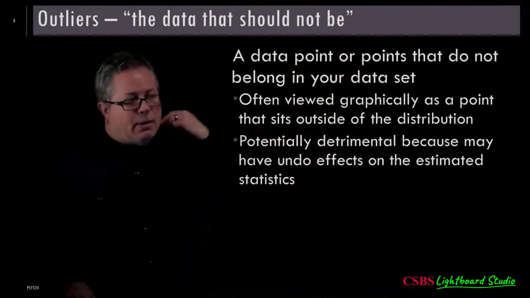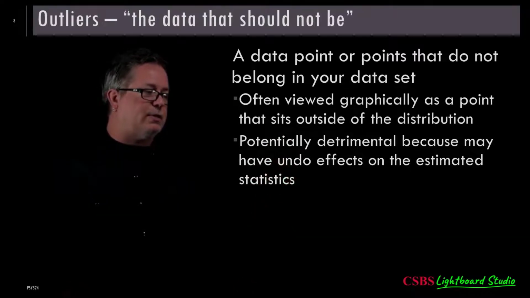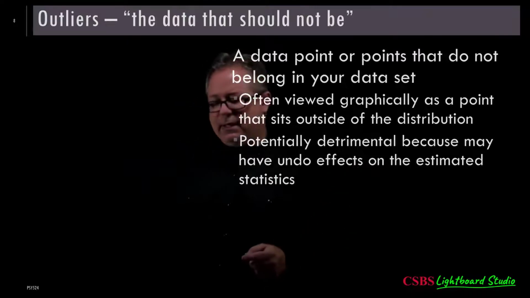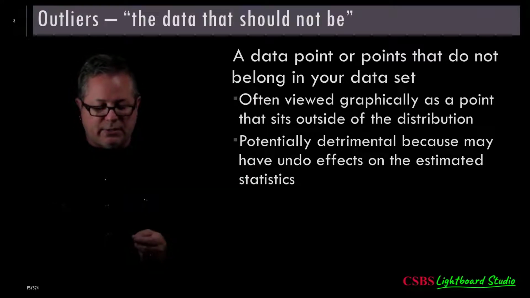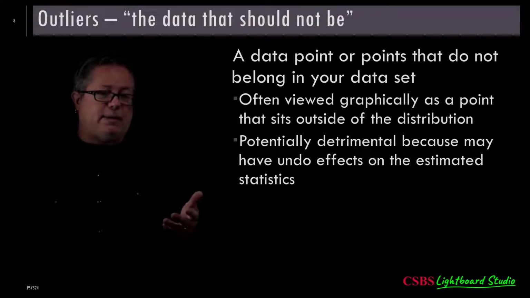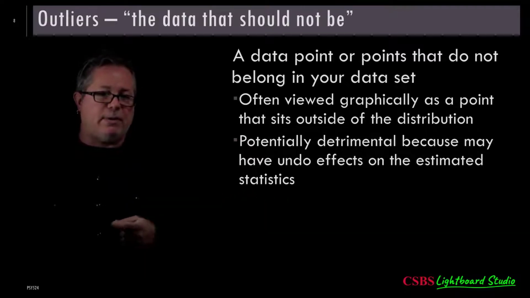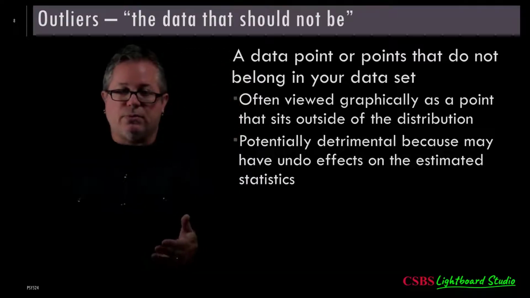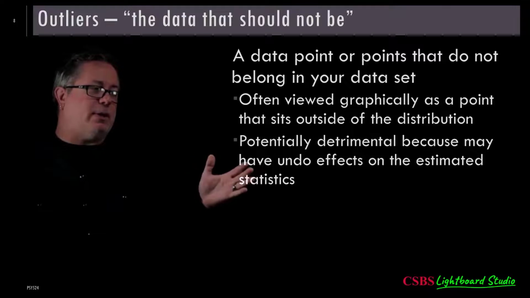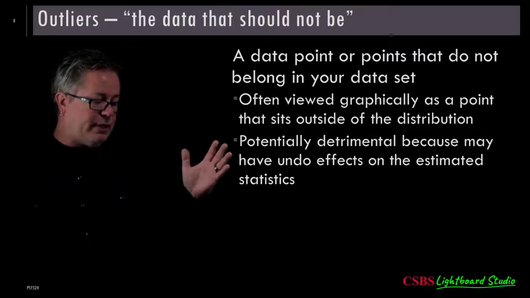Okay. Often viewed graphically as a point that sits outside of the distribution, but potentially detrimental because we're not really sure what kind of effect it's having on our estimates. It can affect the mean by pulling it one way or the other in terms of the tail. It could also impact the standard deviation, standard errors of our estimates, right? The within groups variance for ANOVA, by adding to that variance by being sort of different or far out in the distribution. You can actually make the variance seem larger than it's supposed to be. Anyway, the outliers are a potential problem. They shouldn't be there, and we got to figure what to do with them.